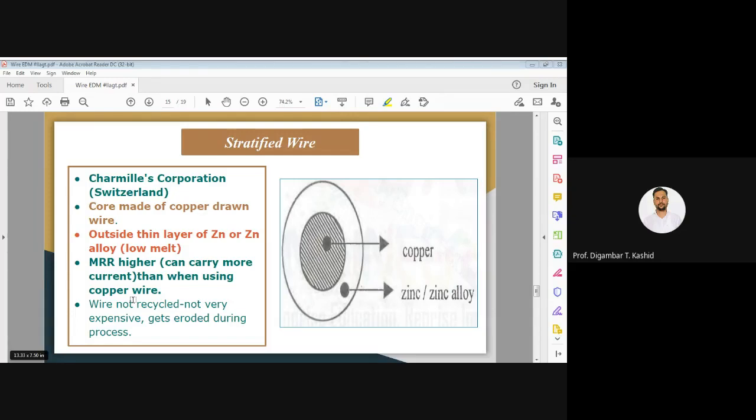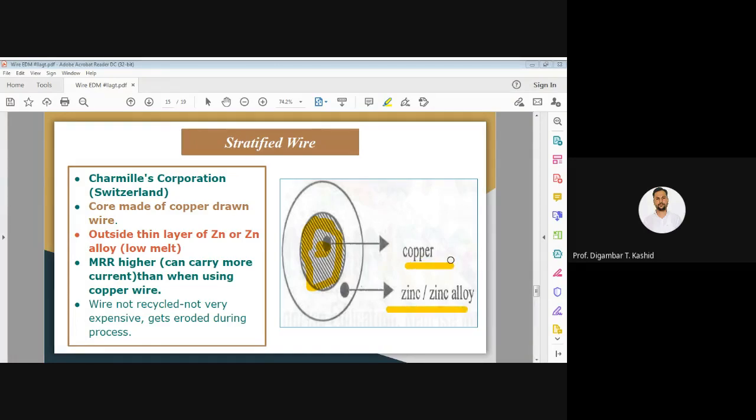In this stratified wire, you can see in this diagram the core of the wire. The core of the wire, this hatched surface, is normally made up of copper metal. And the outer layer of your wire is made of zinc and zinc alloy.